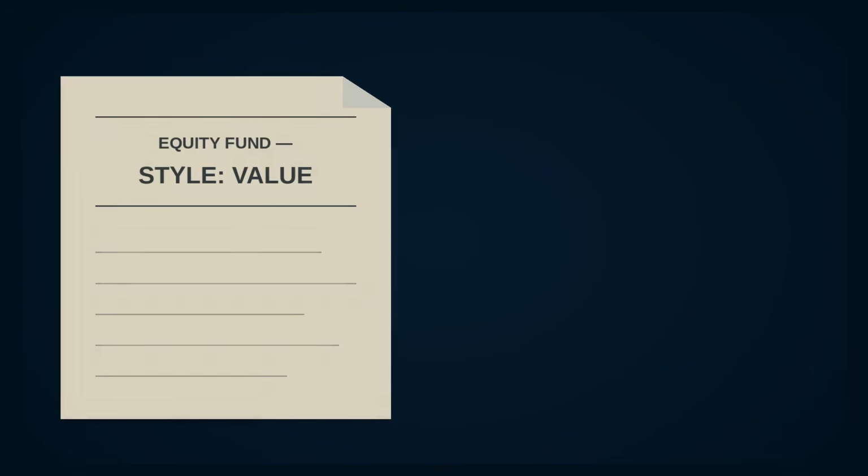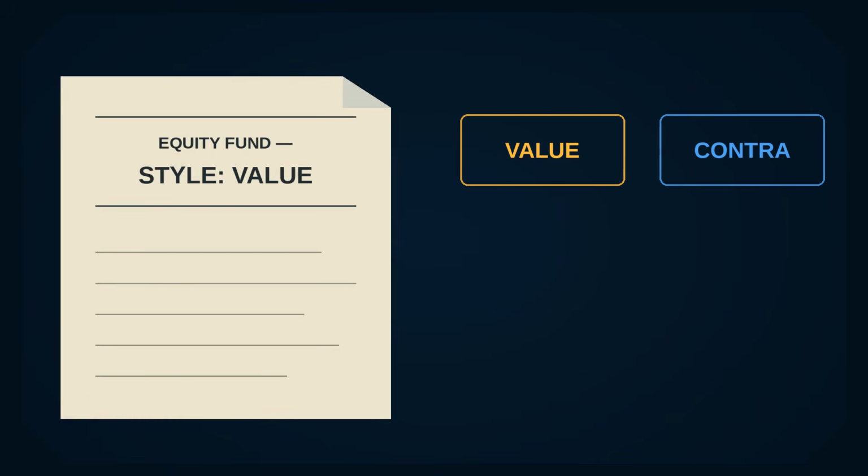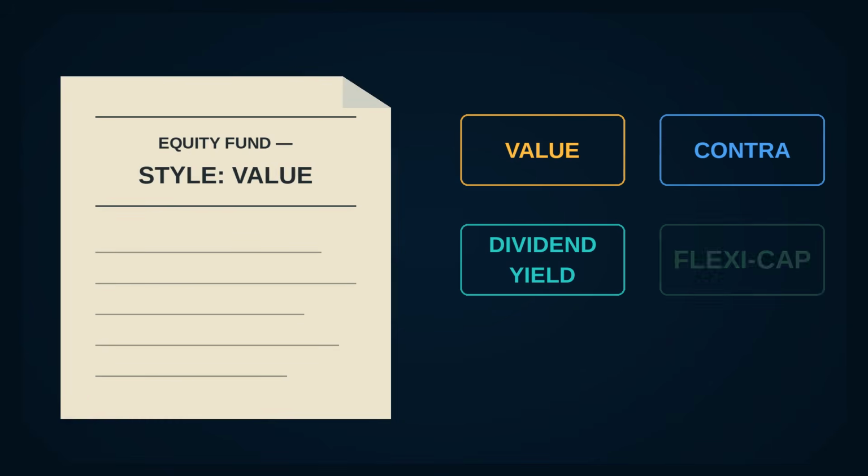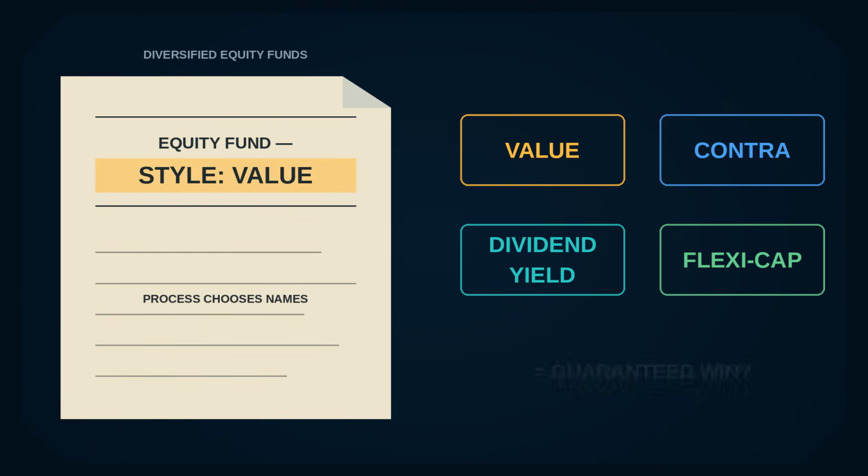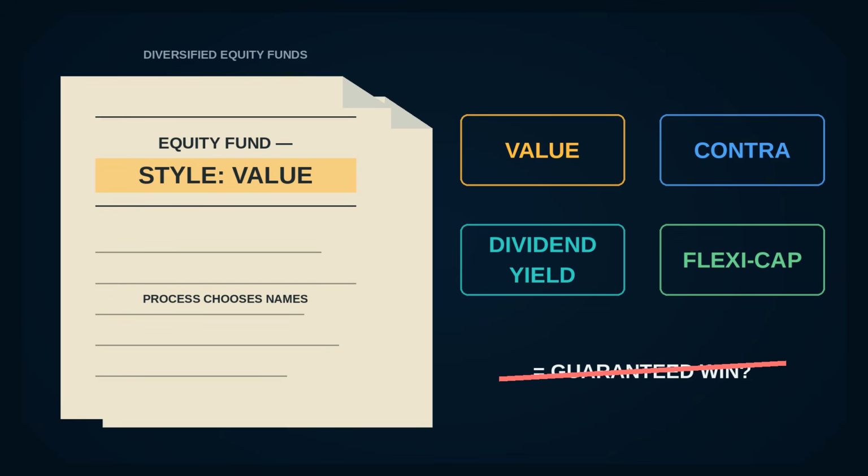Welcome. Today we learn how to read value, Contra, dividend yield, and Flexi-Cap on diversified equity funds in India. These labels describe selection styles, how a scheme's process chooses names, not a promise that the fund will win the next market cycle. This matters when you compare funds, because a style word is often treated as proof of outperformance.